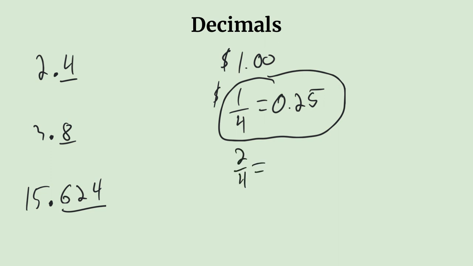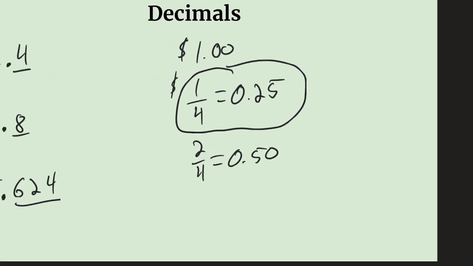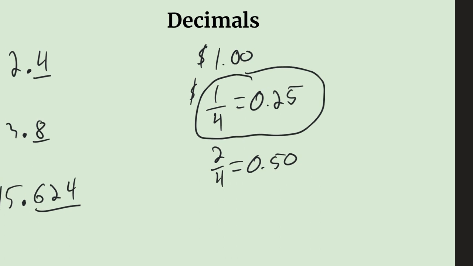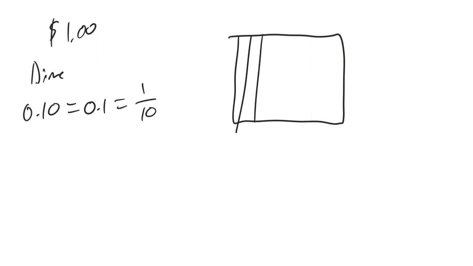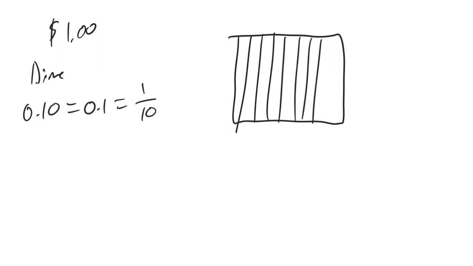2/4, well, that's 2 quarters, which would be worth 50 cents. 3/4 would be 75 cents. Then if you want to move on to other coins, still looking at $1, a dime is 10 cents, right? Or 0.1, which is the same as 1/10. 10 dimes make up that whole. So if we looked at the dollar, and we did tenths, 1, 2, 3, 4, 5, 6, 7, 8, close enough. 1/10 would just be that much of the fraction.